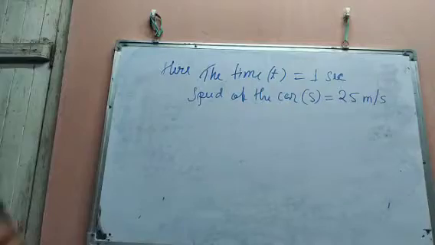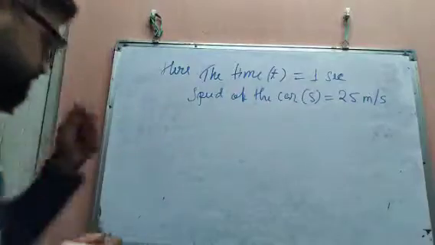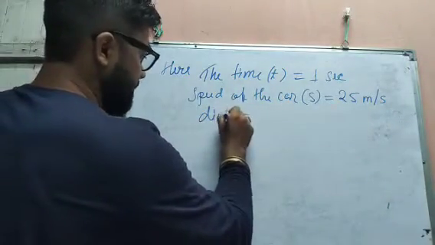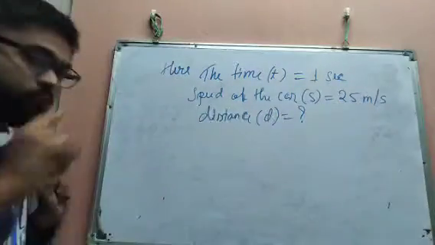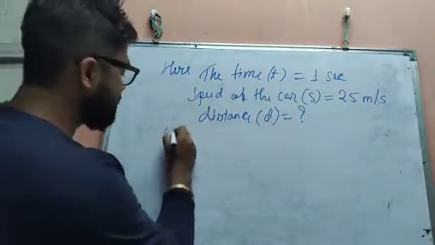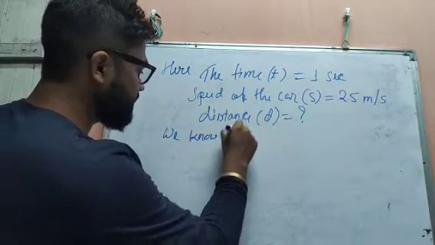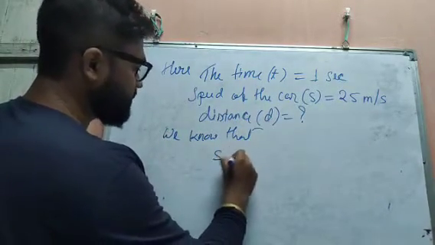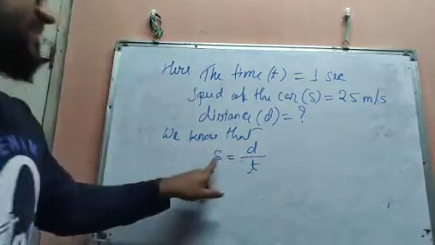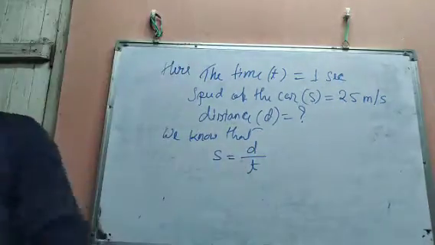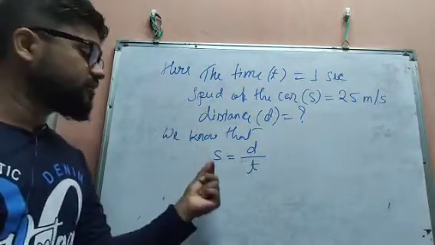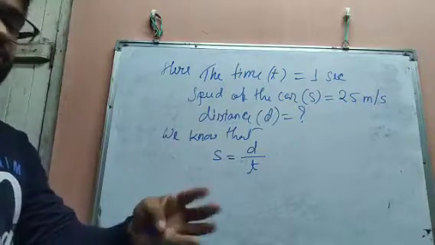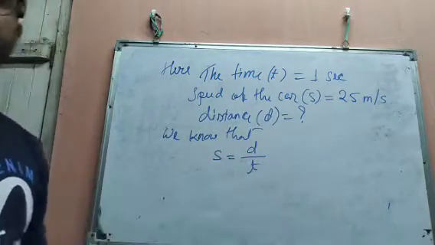Okay, and we are asked to find the distance only. So to find the distance, that means d, we have to remember the formula. We know that s equal to d by t, where s is the speed, d is the distance, and t is the time. Just now I told you that whatever the unknown we are asked to find, we keep it on the left hand side and move the others to the right hand side.